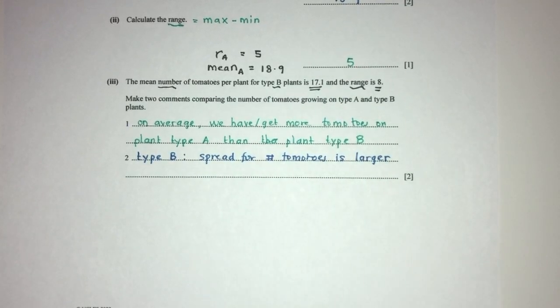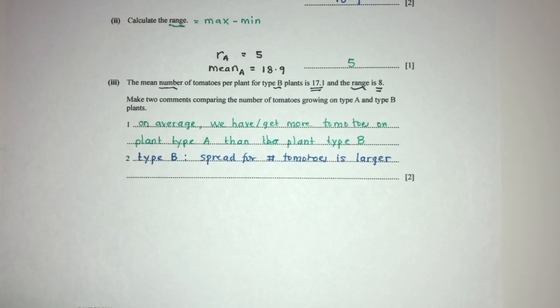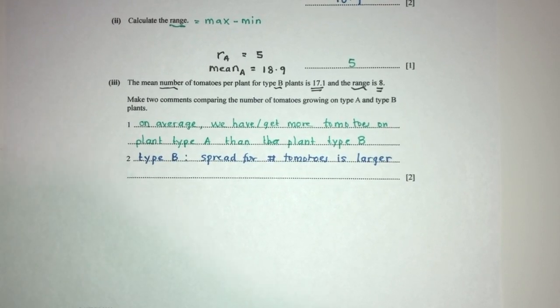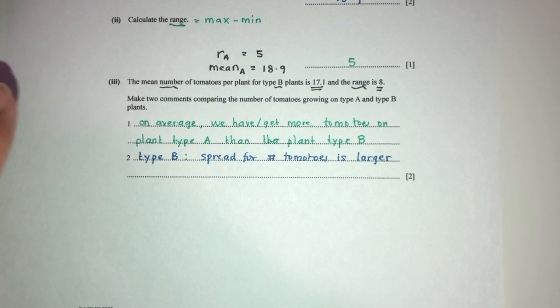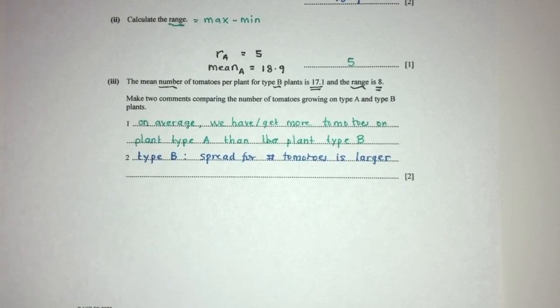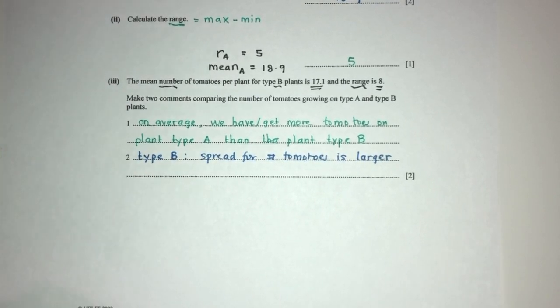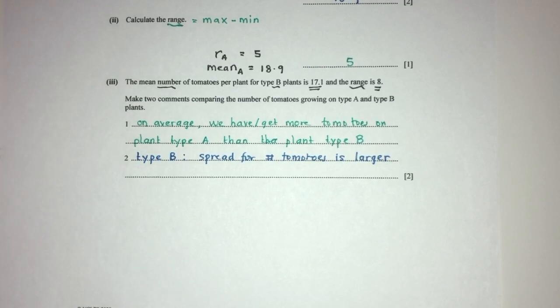So what does that mean? It means that we get more varieties. It varies more in the number of tomatoes produced as compared to type A. You're more likely to get less tomatoes as well as more likely to get more tomatoes from type B. You can write that as well. It will also work for your answer. More likely, less likely. The spread, the variation is larger for type B.